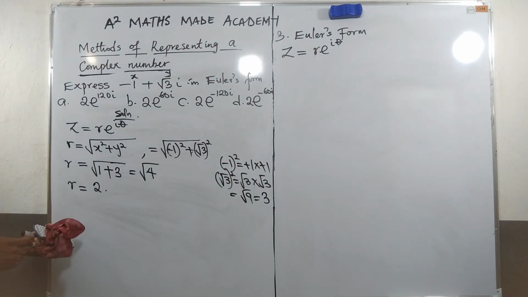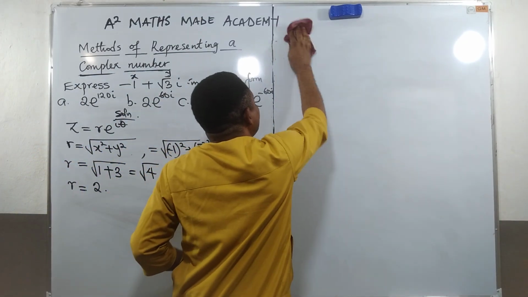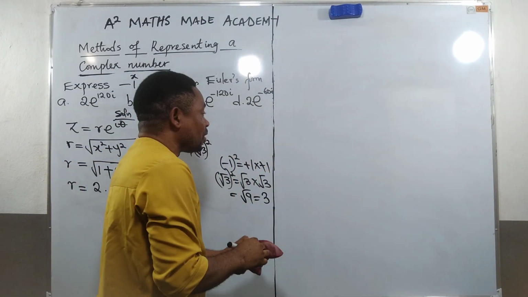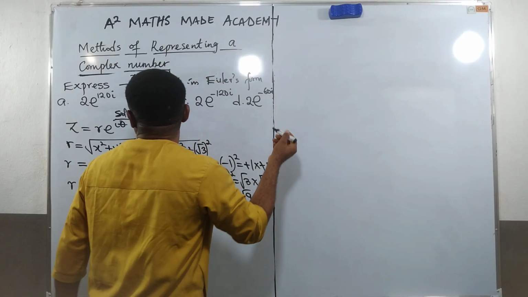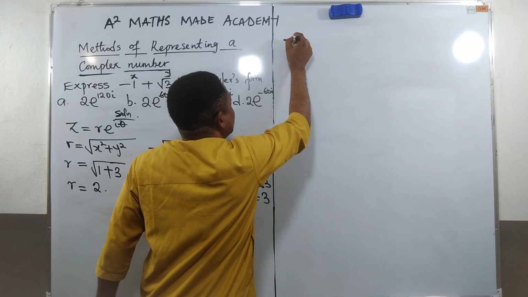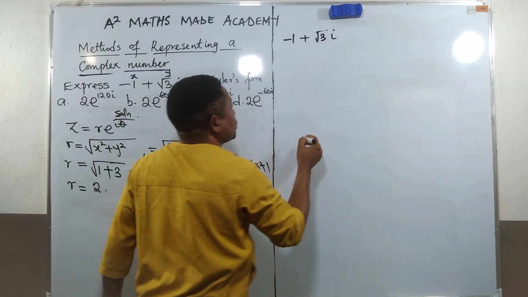Now we have gotten the modulus of the complex number. Our next target now is to find the argument, which is the angle that exists. Are you with me now? Now how do we find the angle? I want you to observe something here. Anytime you are looking for the angle, please always represent it on a Cartesian graph.